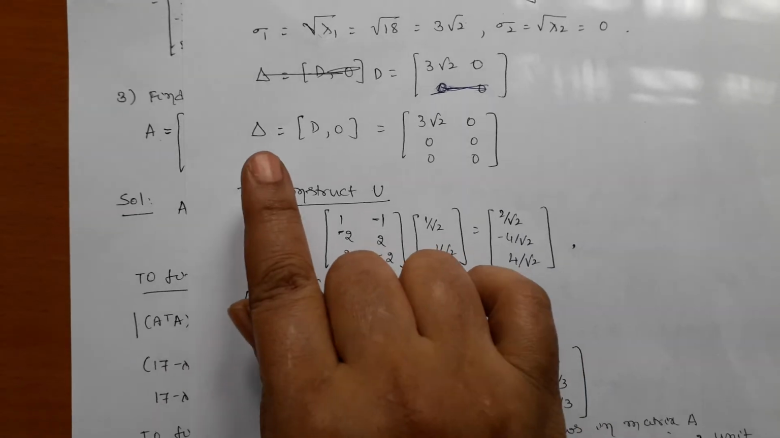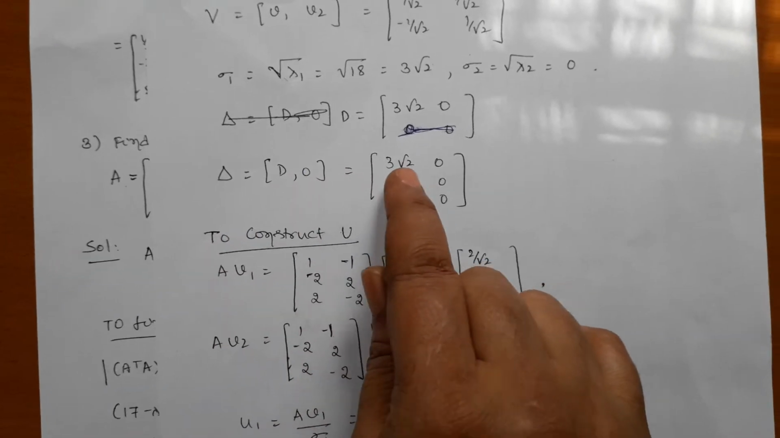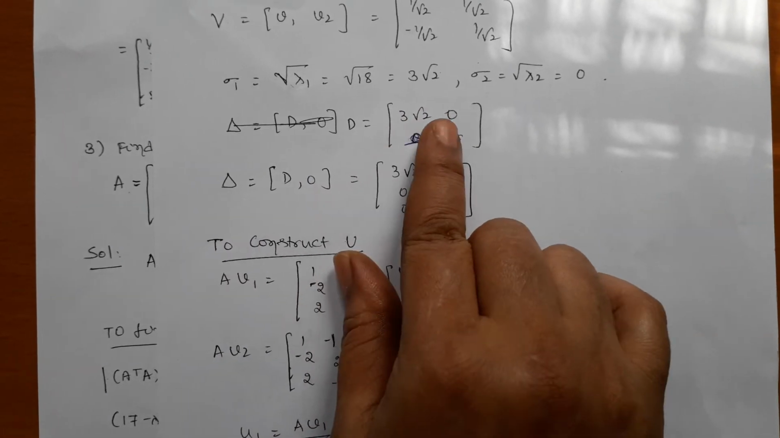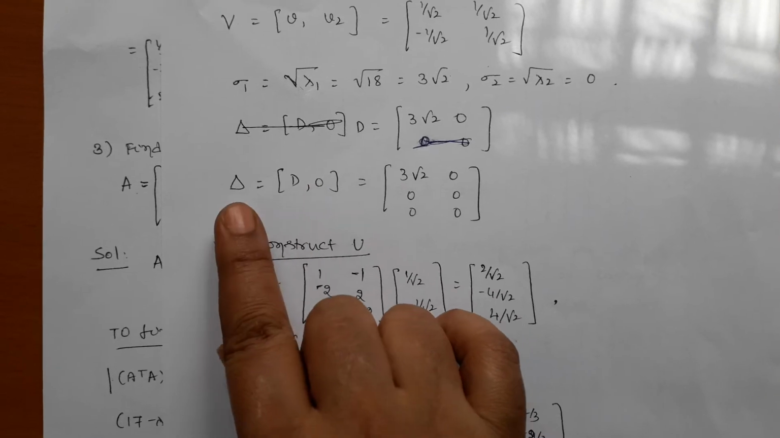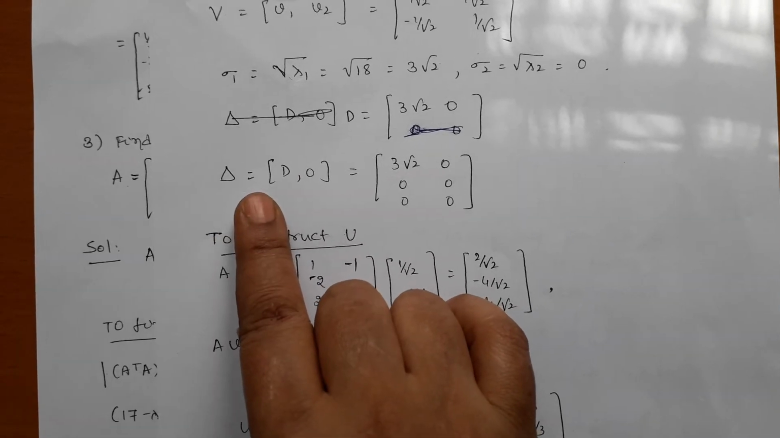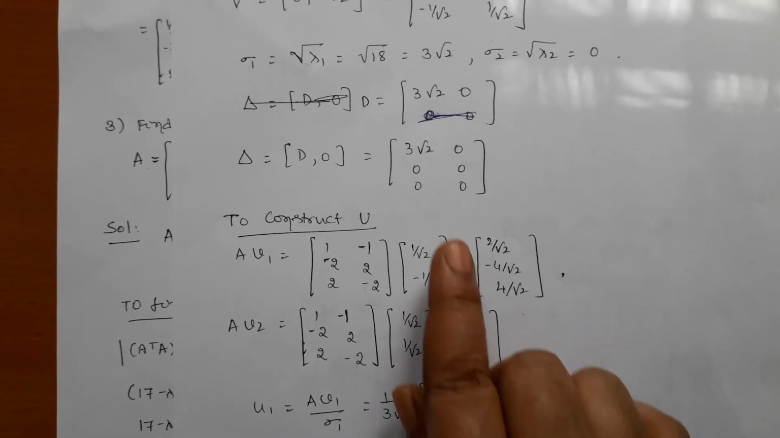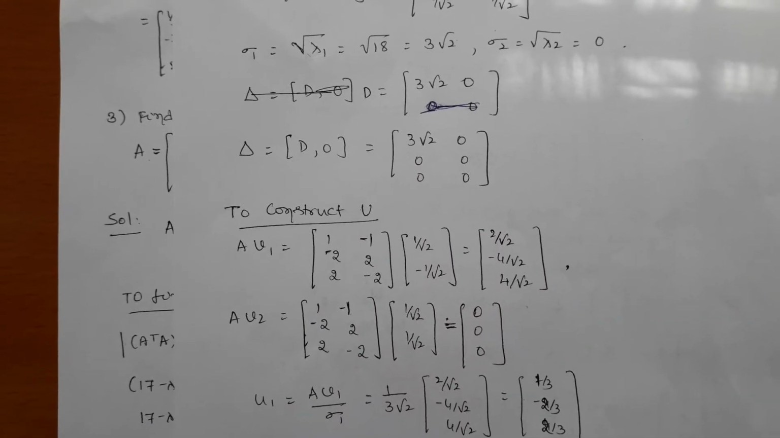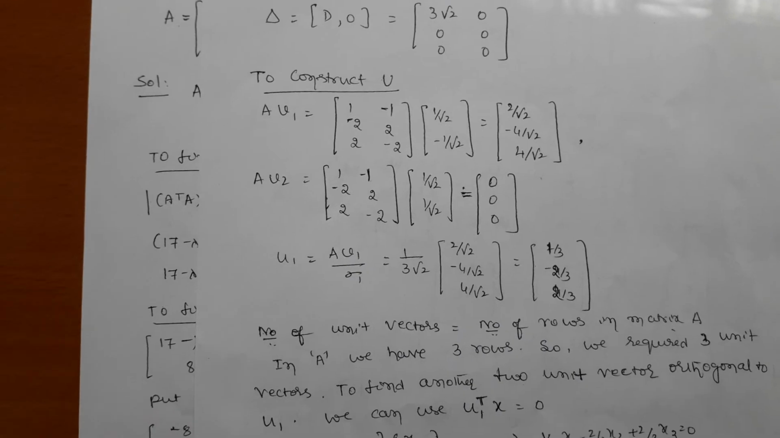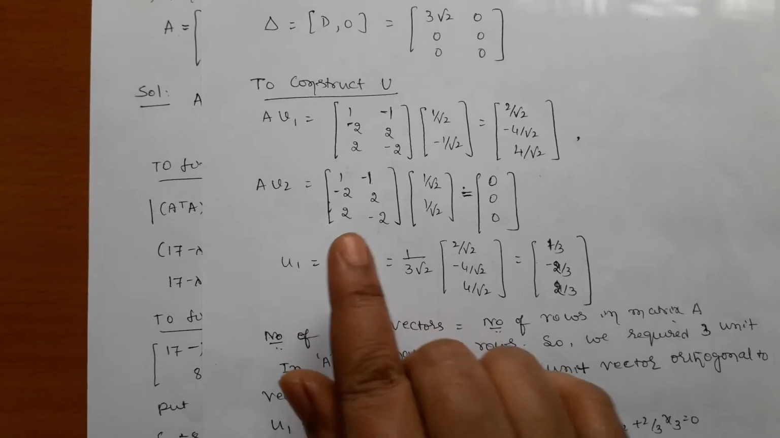Okay, and then here delta is nothing but you replace it in the extreme left corner of the diagonal matrix. But the order of the delta matrix must be equal to the order of which one? A. Therefore, I'll add another 2 rows of 0. And then you construct AV1. Even though I have to construct AV2, we get 0.